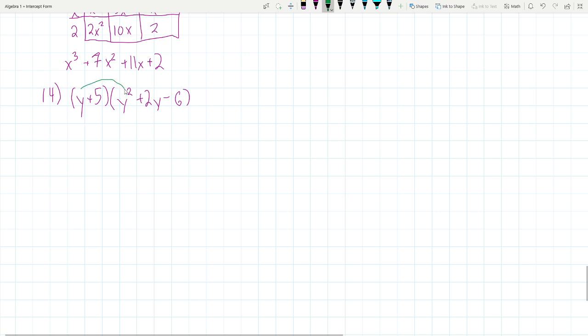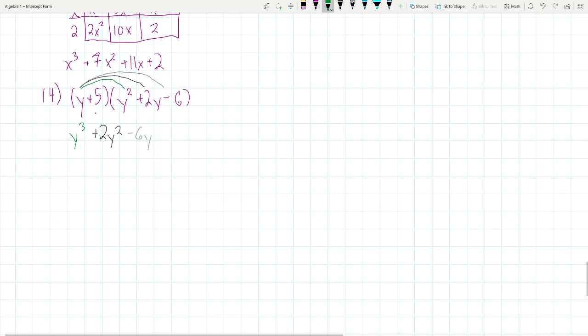And so I'm going to go y times y squared. And so that's y cubed. And then I go y times 2y. And so that gives me 2y squared. And then I go y times negative 6, and I get negative 6y.